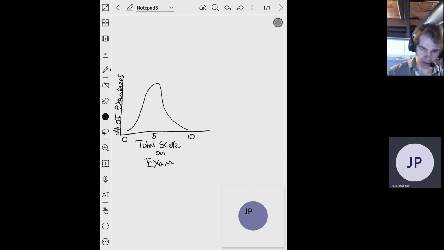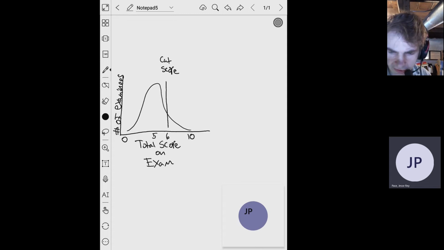But to finish up the introduction to what I mean by a cut score, suppose we have some exam scored on the total score metric, and we choose some point, and I'll go ahead and draw it here. Let's say we choose some point, let's say where the 6 is, and we say that this is my cut score. So anyone above that cut score passes, and anyone below that cut score fails or does not pass.